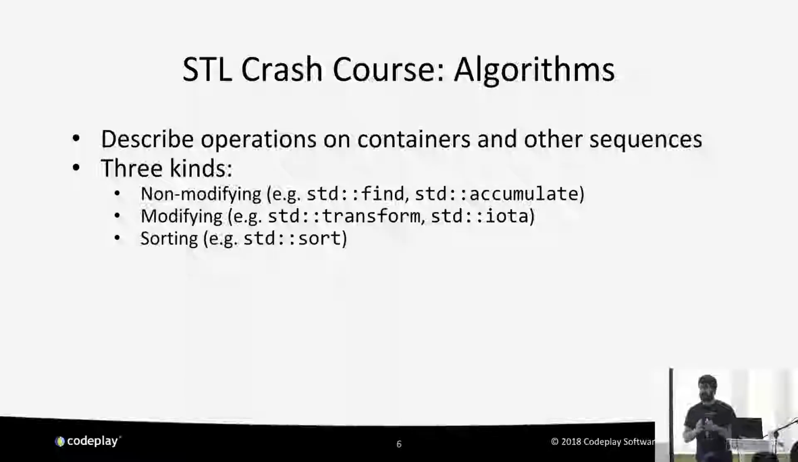So iota is something that was introduced in C++11. I think the name was taken from the APL programming language. For whatever reason, it didn't make it into C++98. Basically, what you do is you provide a range. So you provide a beginning and end, and then a starting value. And what it will do is fill up the entire container or the sequence with that value, and then incrementing by 1. So if you provide 0 and you have a vector of size 10, then the first element will be 0 and the last element will be 9.